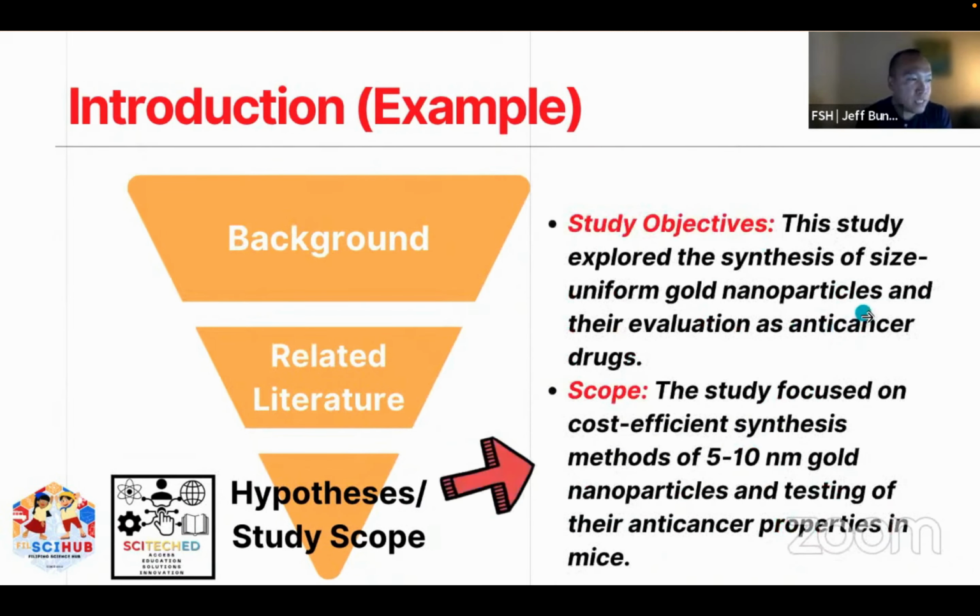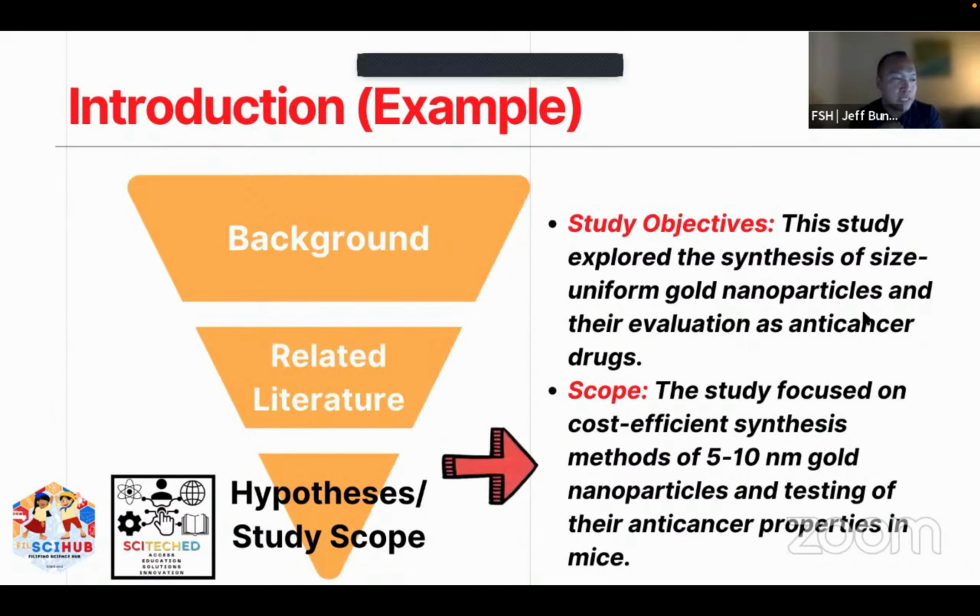Alright. Ito yung example. So, you can state your study objective in the context of this case study na this study explored the synthesis of size uniform gold nanoparticles and their evaluation as anti-cancer drugs. And the study focused on, yung sinabi ko kanina, cost-efficient synthesis methods of 5 to 10 nanometer gold nanoparticles and testing their anti-cancer properties in mice.